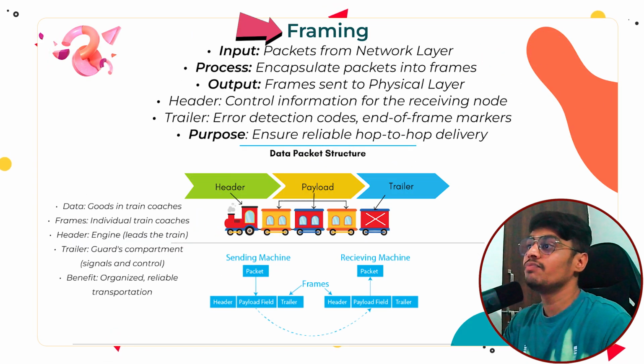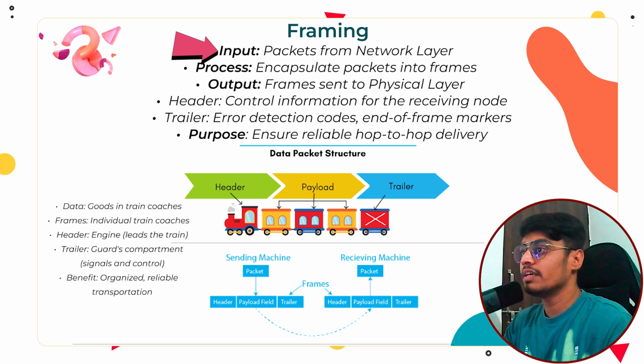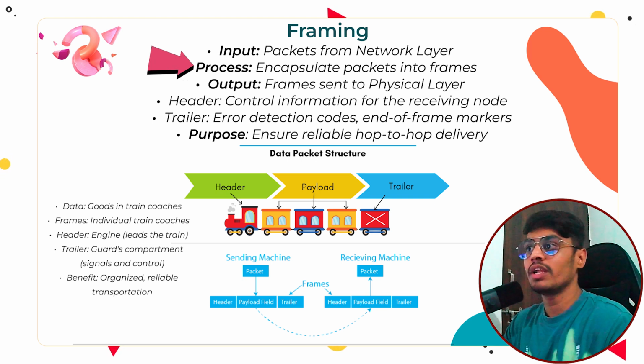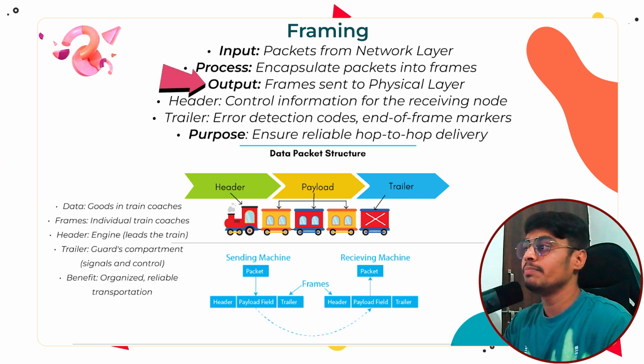Now other than this, we use frames in the data link layer. The terminology we use here is frame, and this process is called framing. When data comes from the network layer, where the terminology we use is packet, and the packet comes to the data link layer, we encapsulate it into frames. When data comes down, we make it into frames and then send it to the physical layer.